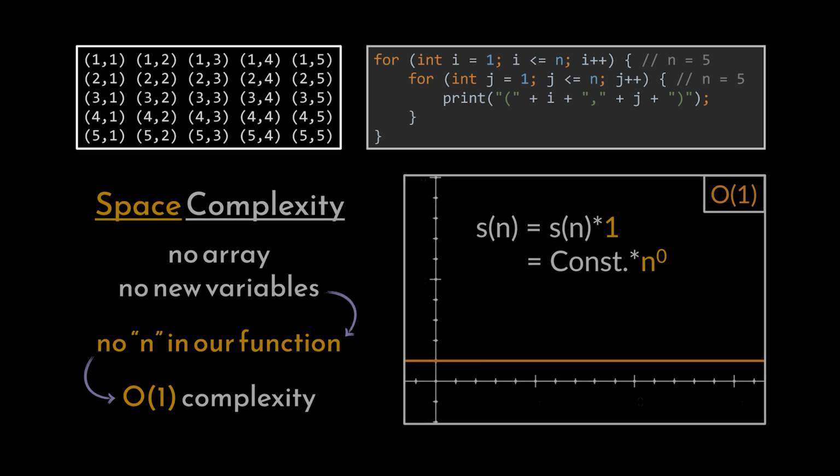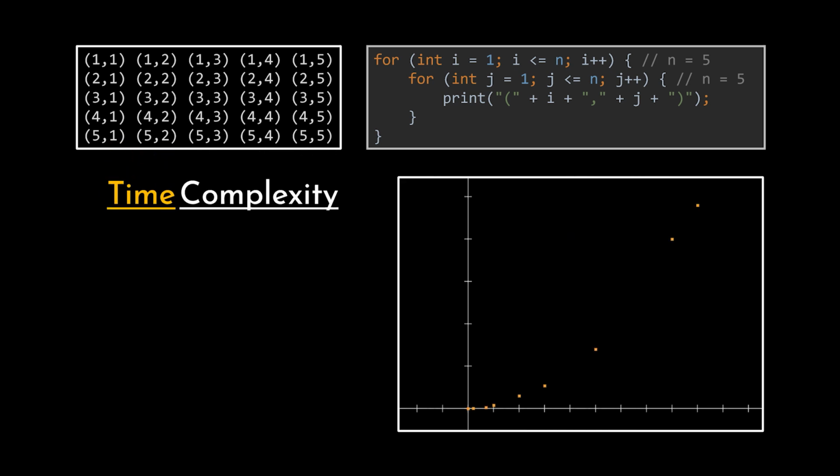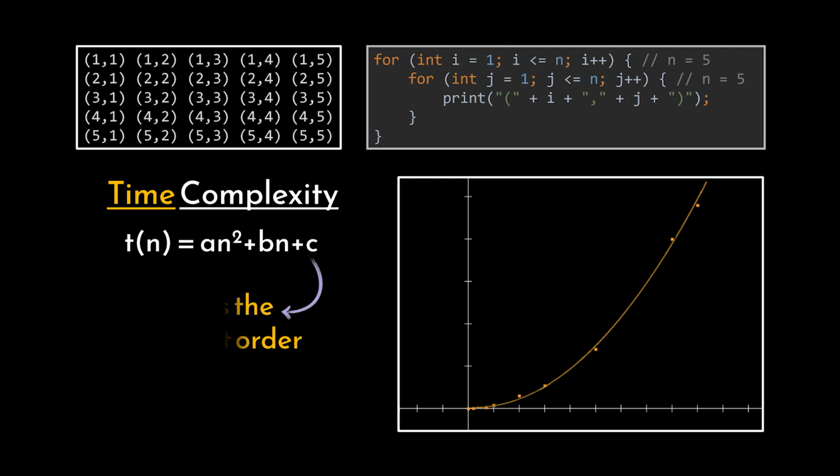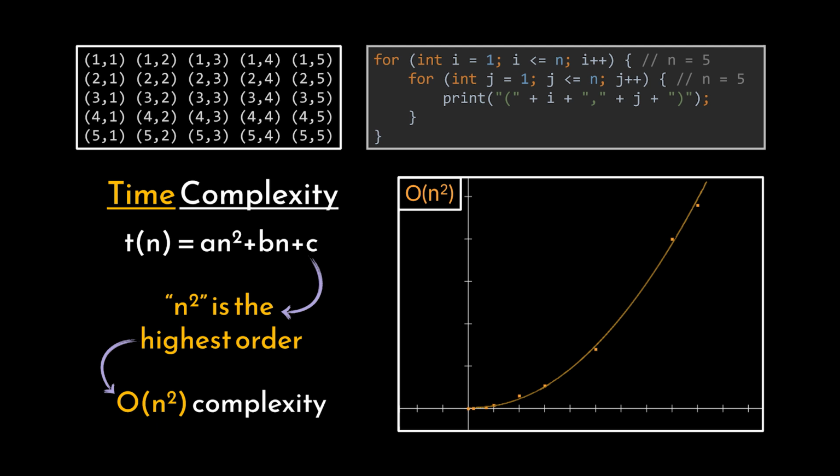Now, concerning the time complexity, we went ahead and calculated the time taken by our code to run and plotted the graph of time versus n. As we can see, it is a quadratic curve and can be written as an squared plus bn plus c. The highest order we have in the function written here is an squared, leading to an O of n squared time complexity.